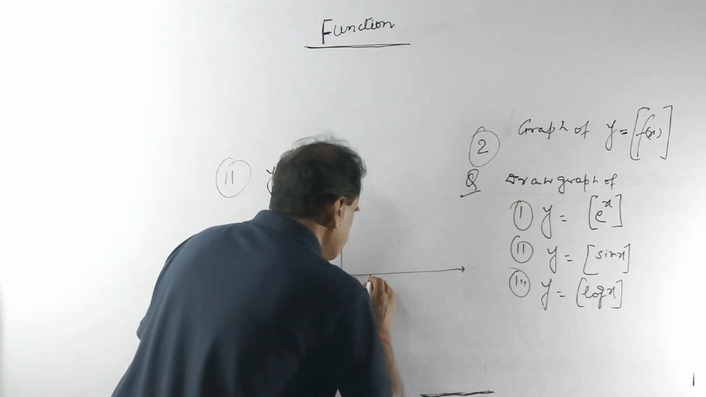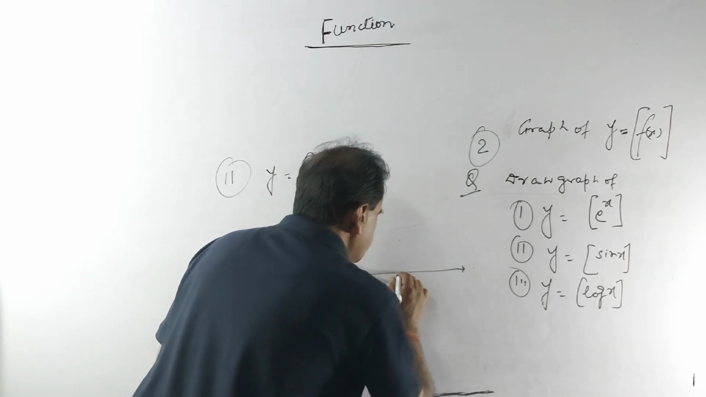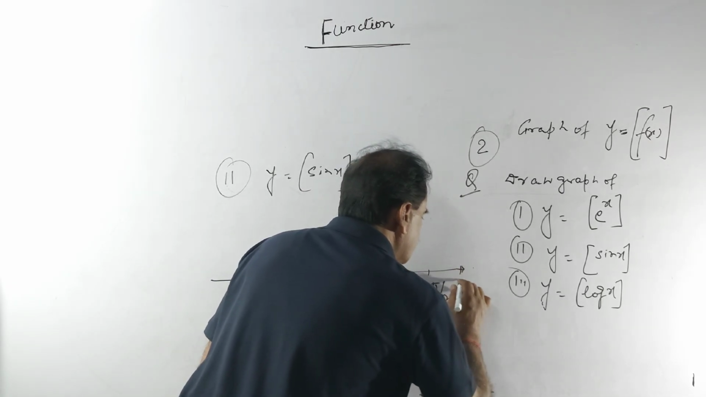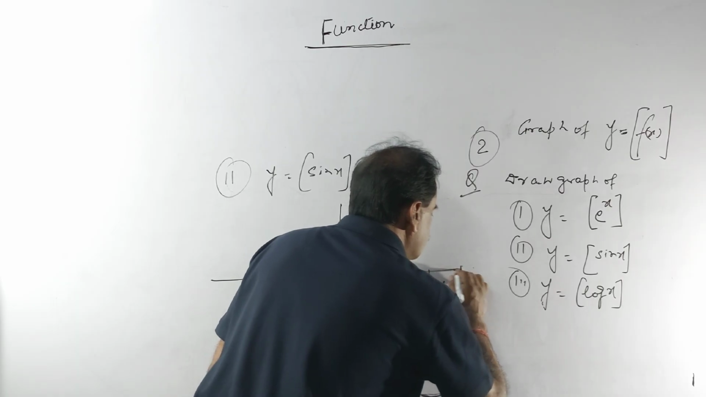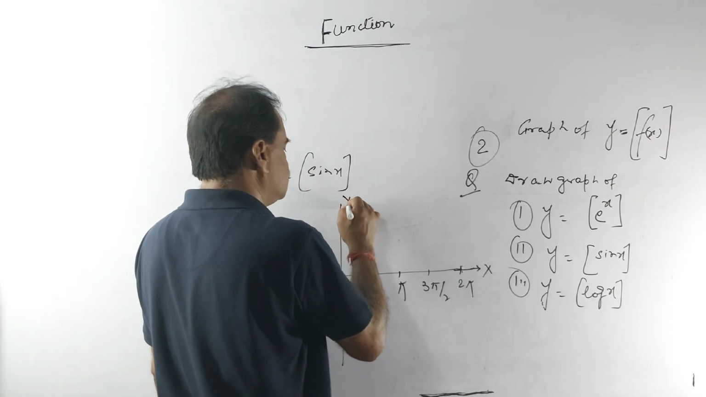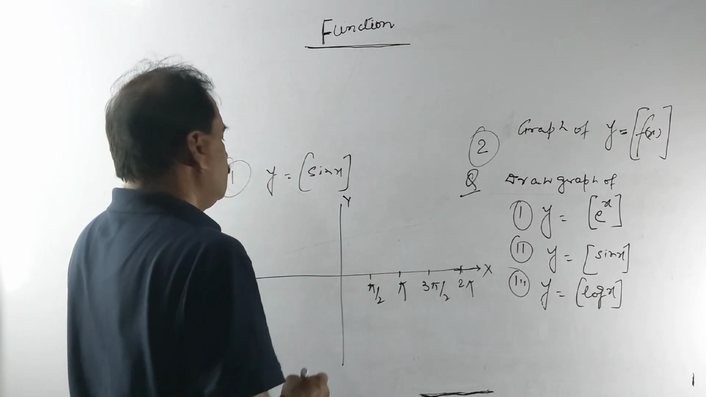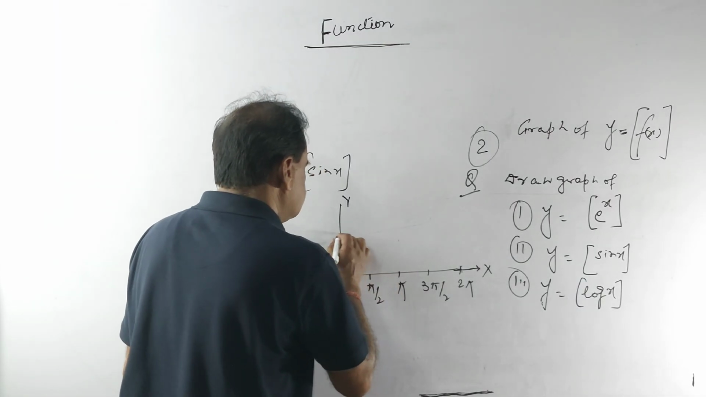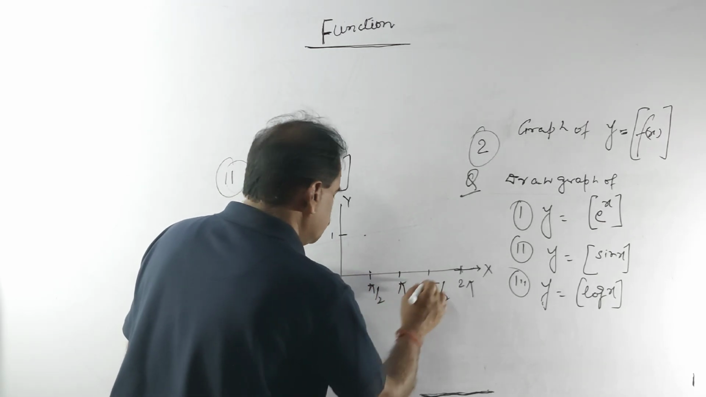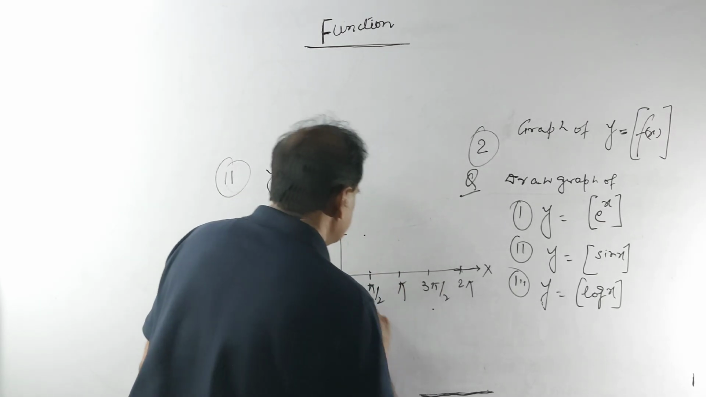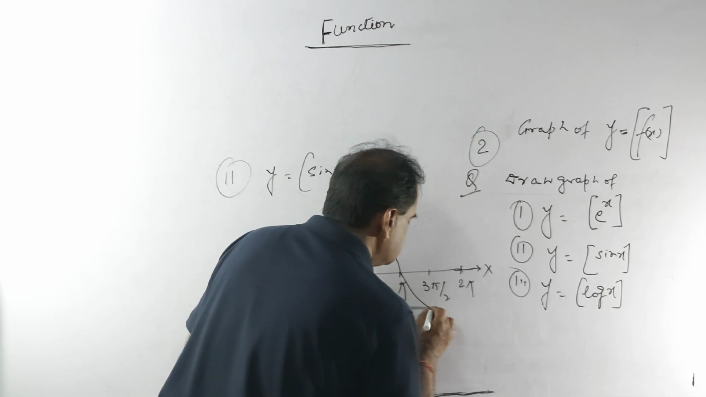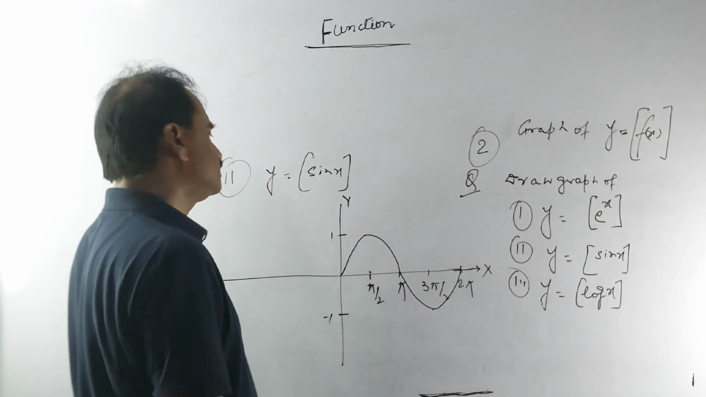We take x equal to pi by 2, x equal to pi, x equal to 3 pi by 2, and x equal to 2 pi. This is the y axis. The maximum value of sin x is 1 and the minimum value of sin x is minus 1. At x equal to pi by 2, it is 1. At x equal to 3 pi by 2, the value of sin x must be equal to minus 1. So the graph is like this. This is the graph of y equal to sin x.